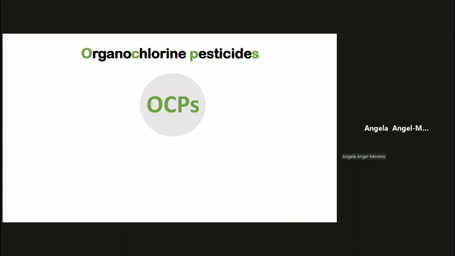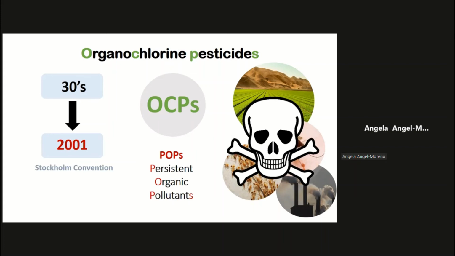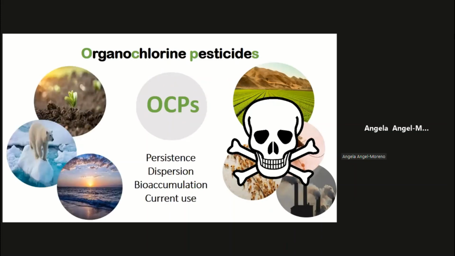Organochlorine pesticides are organic chemicals that have been used in numerous and diverse applications since the 30s. Despite their great applicability, mainly in agriculture and for the control of disease vectors, due to their high toxicity to wild animals and humans, they were included in 2001 in the group of persistent organic pollutants, and their use and manufacture have been banned almost everywhere in the world. However, due to their high environmental persistence, their ability to disperse, their reaccumulation power, and their continued use in some countries, they are still present everywhere in the world.